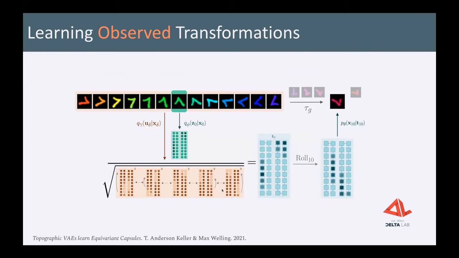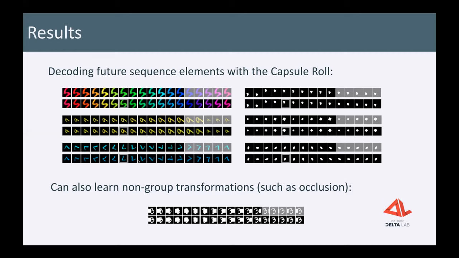But basically, we can encode partial sequences and then roll the capsules to be able to decode unseen sequence elements. Like Max showed before, we can do this for different transformations and also for non-group transformations like occlusion here. You can see that the network never actually saw the full image and then was able to reproduce this three just because it knows what features look like when they're occluded and when they're not occluded, and it can easily transform between those two.